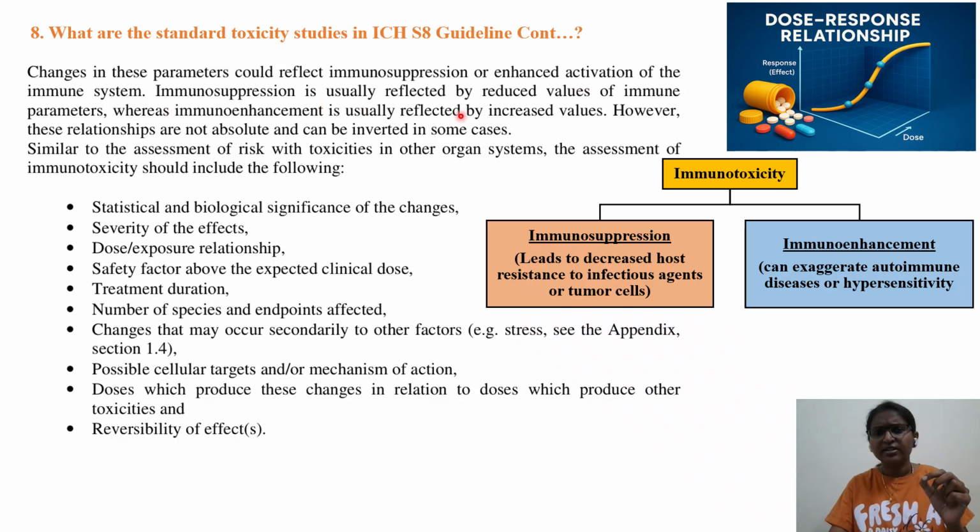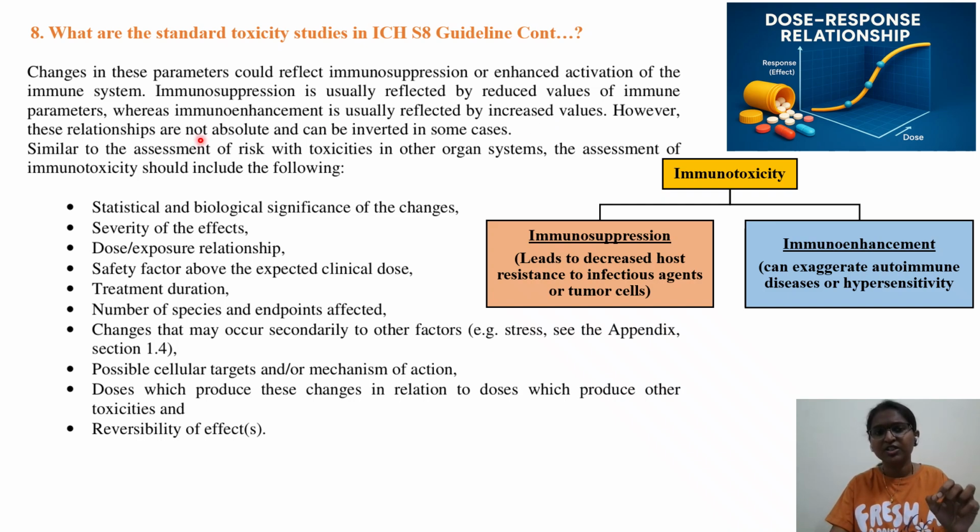Immunosuppression is usually reflected by reduced values of immune parameters, as we have seen, like leukocytopenia, whereas immunoenhancement is usually reflected by increased values, that is cytosis, leukocytosis, granulocytosis, lymphocytosis. You can go back to the previous slide and check those values.